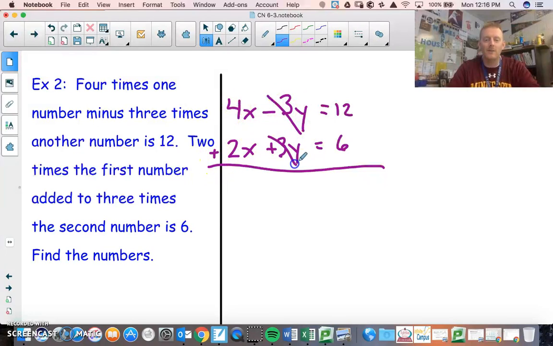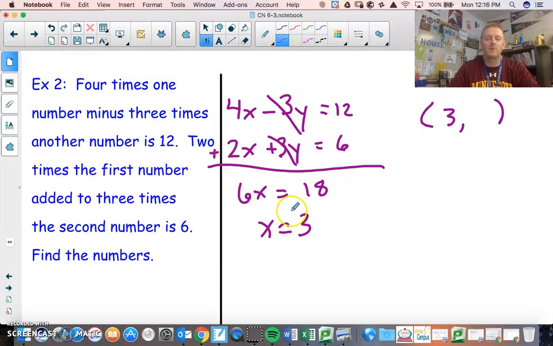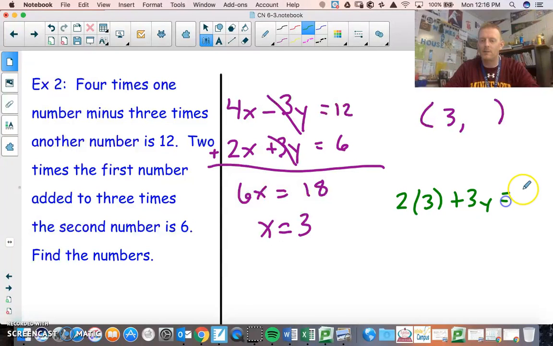So when we add these two equations together, we get 6x is equal to 18, which means x is equal to 3. So in my ordered pair answer, I get 3. Now my next step is to plug in this x equals 3 into one of these two equations. I'm going to choose the second one because the numbers are smaller. So it's going to say 2 times that 3 that we figured out plus 3y is equal to 6.